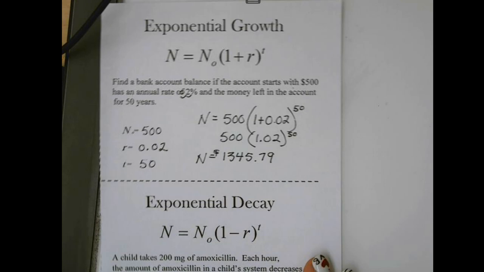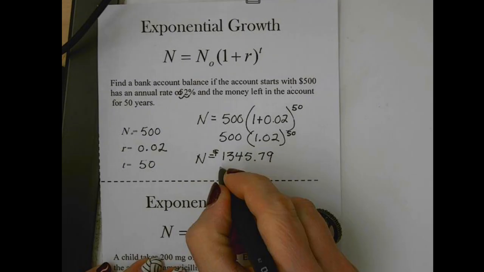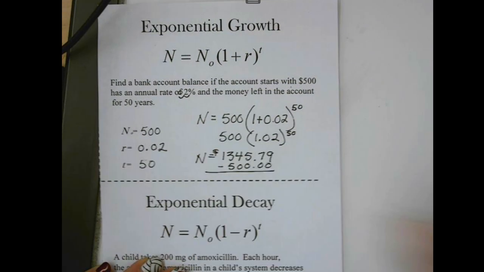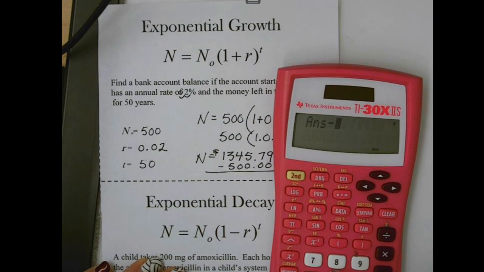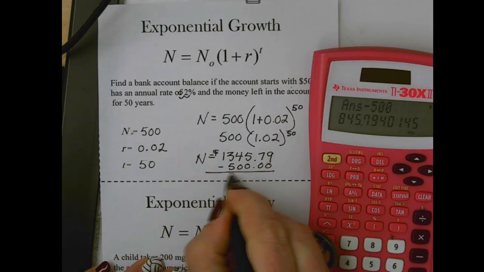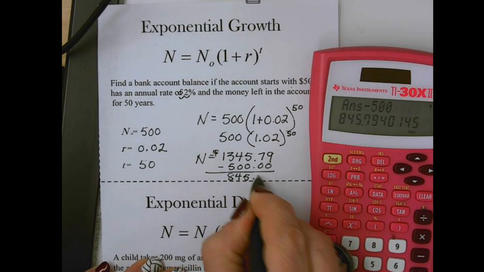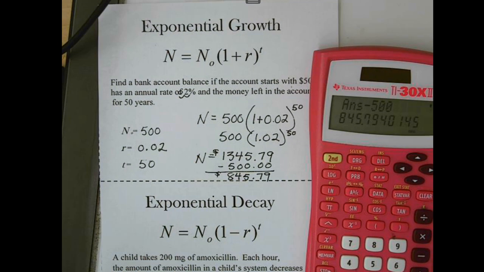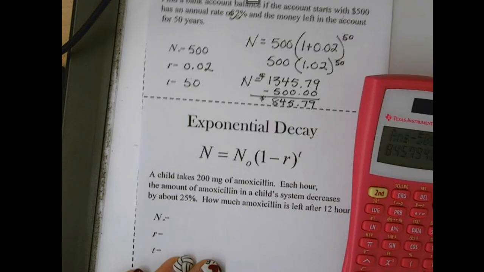Now, if we wanted to know how much interest we earned, we would just subtract off the initial $500. So that just sitting there for 50 years earned $845.79. Not a whole lot. You would probably want a little bit better percent if you were actually going to save up money for that many years. But it just gives you an idea of what would happen if you were just to leave it in the bank.